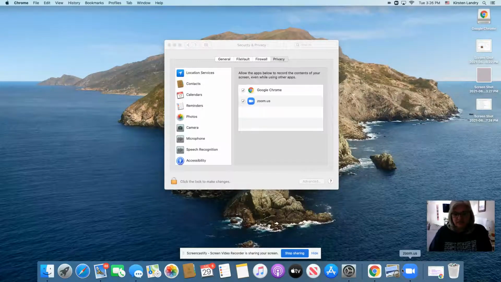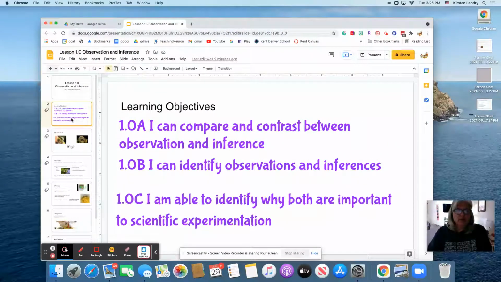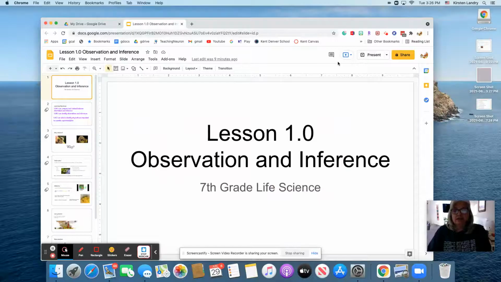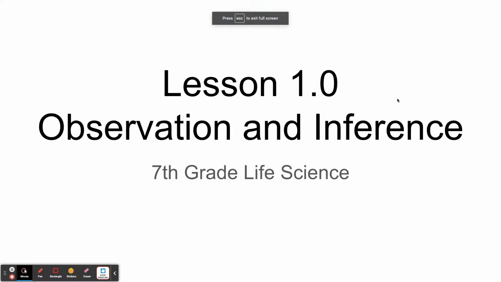Hey guys, it's Miss Landry, and today we are going to go over inference and observation. So we're going to talk about why this is so important in science. Some of you guys have probably heard of the scientific method, and you know that observation is step number one. And I hate calling them steps because they're really not steps. It's a process. But observation is super important.